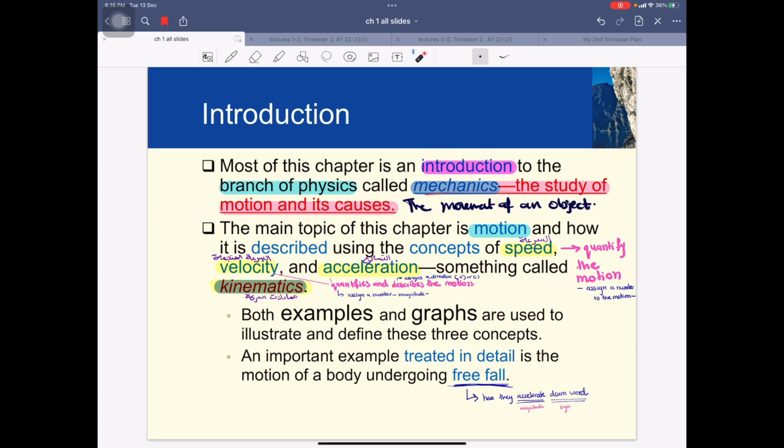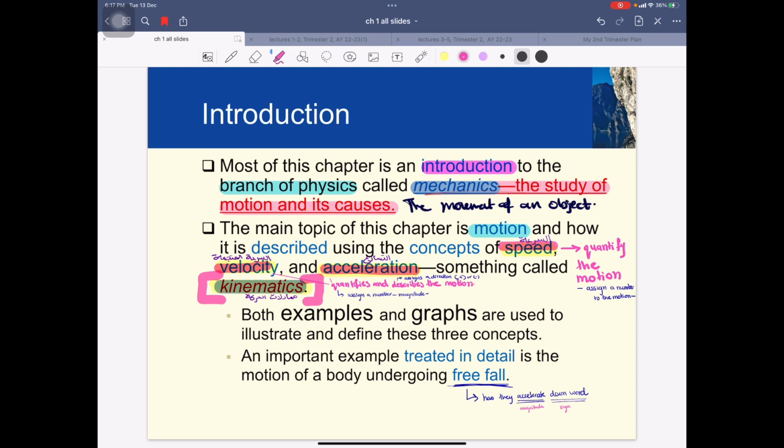The main topic of this chapter is motion زي ما قلنا, and how it is described using concepts of عندنا 3 main concepts هنا اللي هي speed, velocity والacceleration. speed يعني السرعة, velocity السرعة المتجهة, والacceleration يعني التسارع. And they are all something called what? كلهم يندرجوا تحت شيء اسمه kinematics, معادلة الحركة.